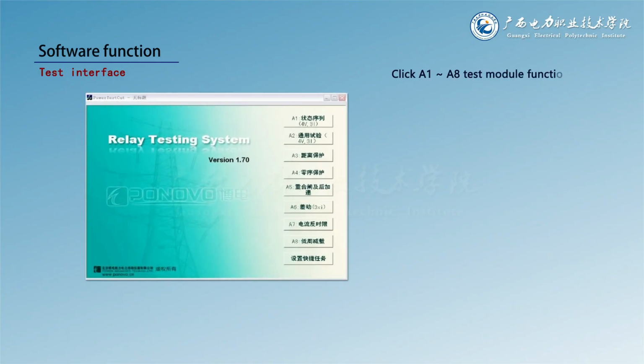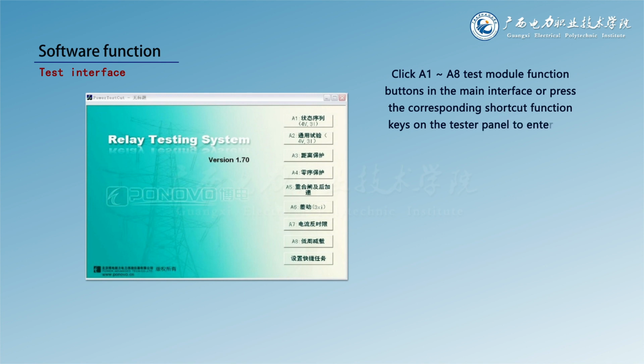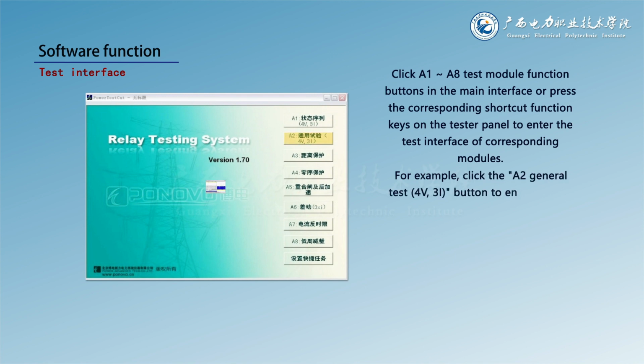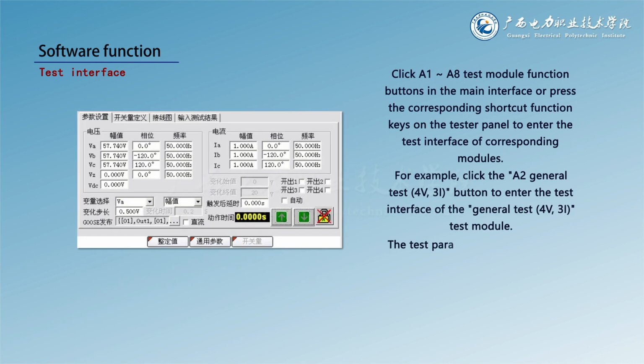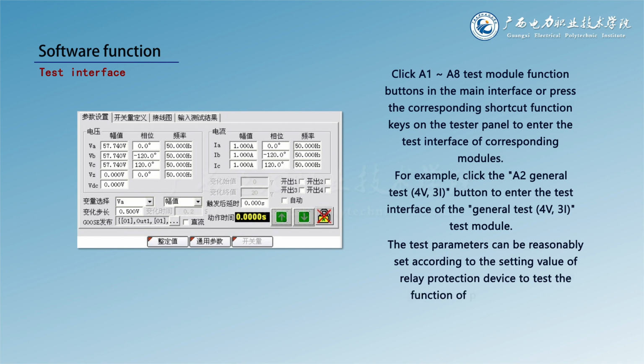Click the A1 to A8 test module function buttons in the main interface, or press the corresponding shortcut function keys on the tester panel, to enter the test interface of the corresponding module. For example, click the A2 General Test 4V 3i button to enter the test interface of the General Test 4V 3i test module. The test parameters can be reasonably set according to the setting value of the relay protection device to test the function of the protection device.